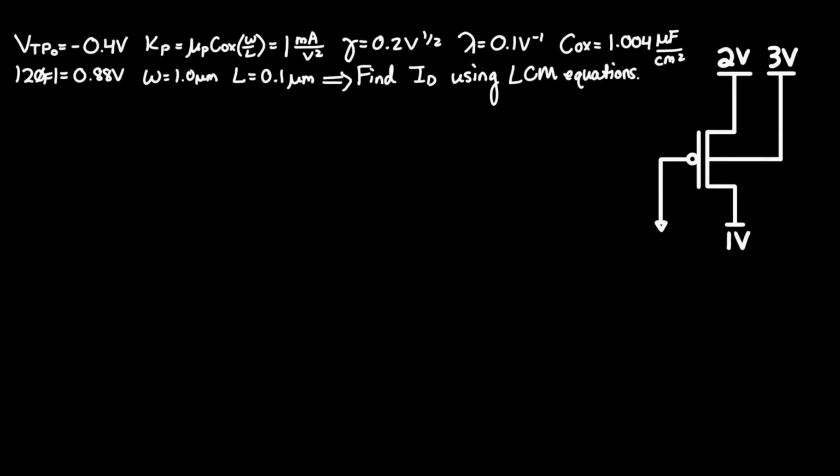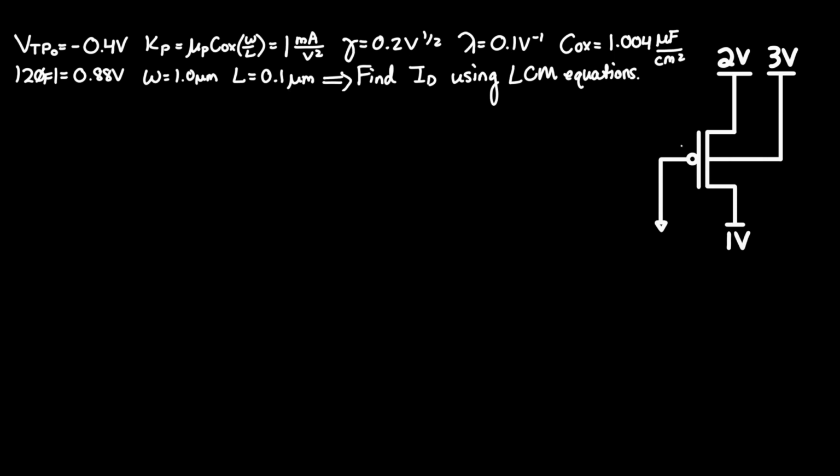Find ID using LCM equations of this PMOS transistor. We are given that the threshold voltage equals negative 0.4 volts, the transconductance parameter equals 1 milliamp per volt squared, the body threshold parameter gamma equals 0.2 volts to the 1/2, the channel length modulation equals 0.1 volts to the negative 1, the oxide capacitance equals 1.004 microfarad per centimeter squared, the surface potential equals 0.88 volts, the width equals 1 micrometer, and the length equals 0.1 micrometers.